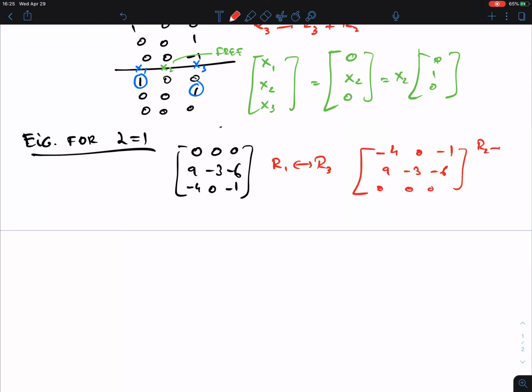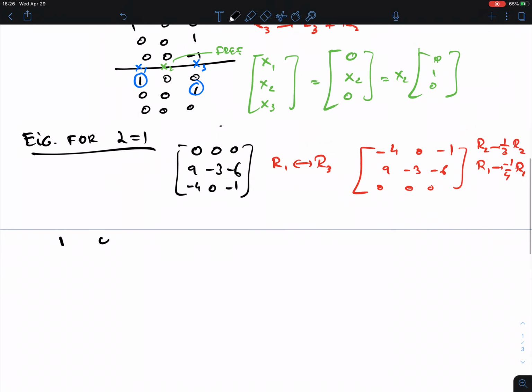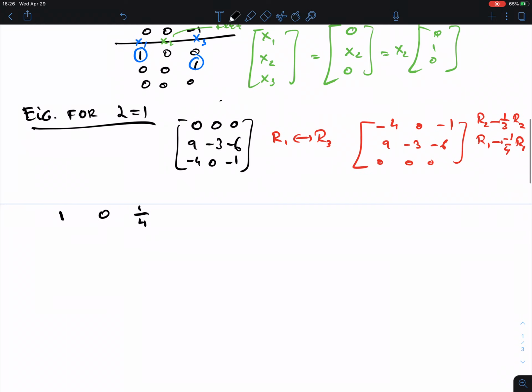Now row 2 I can divide by 3, but it doesn't give me a 1. I need a 1, so I'm going to really force a fraction here by dividing by negative 4. So we get 1, 0, and now 1/4, right? We divide by negative 4. Here divide by 3: 3, negative 1, negative 2, and then the 0 row I'm not going to write anymore. Okay, we have this pivot.